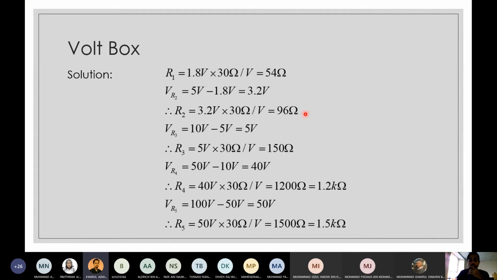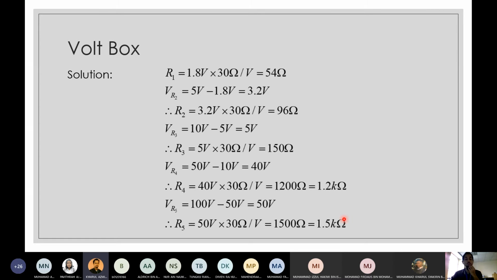So the value of the resistance here is the value that we must set in the volt box for us to be able to measure voltages between 0 to 100 volts. Okay, this is how we calibrate for volt box. Okay, so far I've shared with you 3 types of calibration. One is the slide wire potentiometer. The second one is the single range dial potentiometer, and the third one is the volt box.